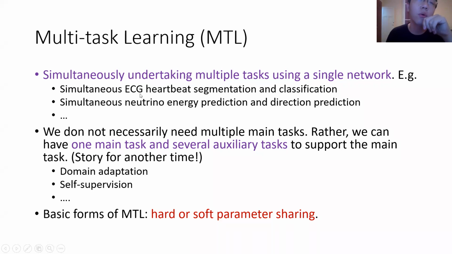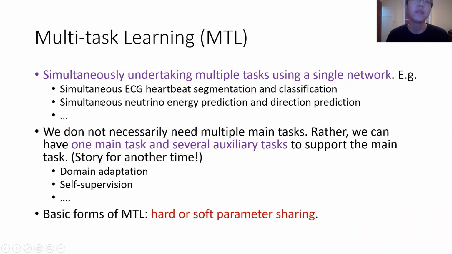For example, for ECG heartbeat monitoring, to monitor a person's heart, you can use a long-term ECG signal which is periodic. And what you want to do in many cases is segment these heartbeats into individual ones and label each individual heartbeat with whether it is normal or not. So we can use a single network to simultaneously do the segmentation and the classification of these heartbeats.